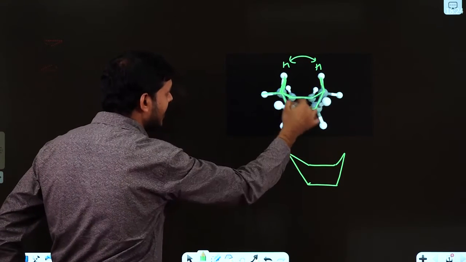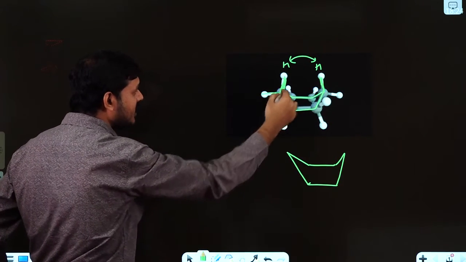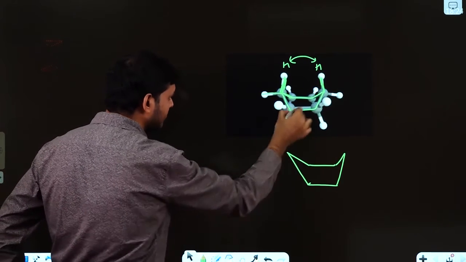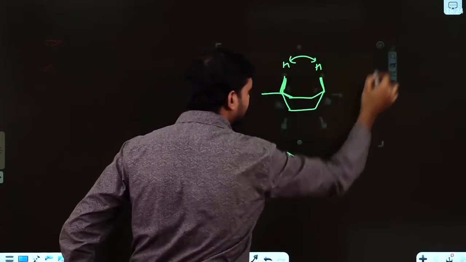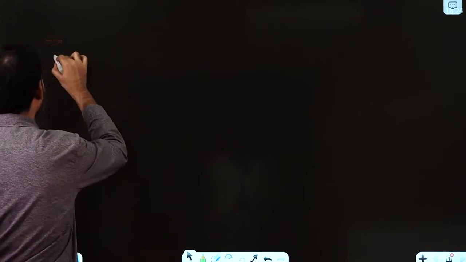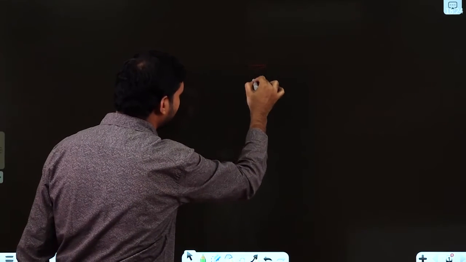And if OH is there, in case of 1,4-diol, it is 1,4 attraction. Okay. So let's take last part.